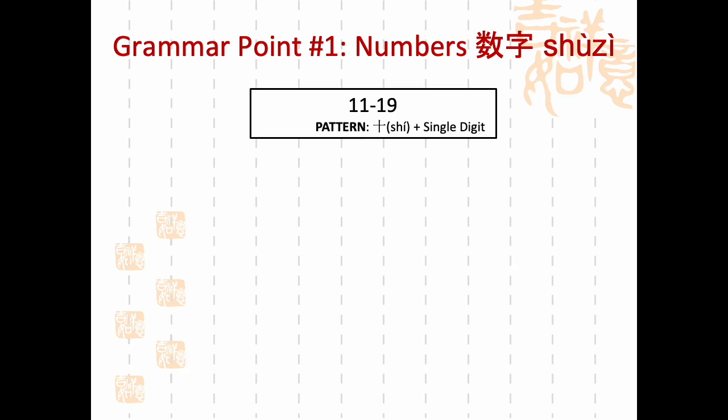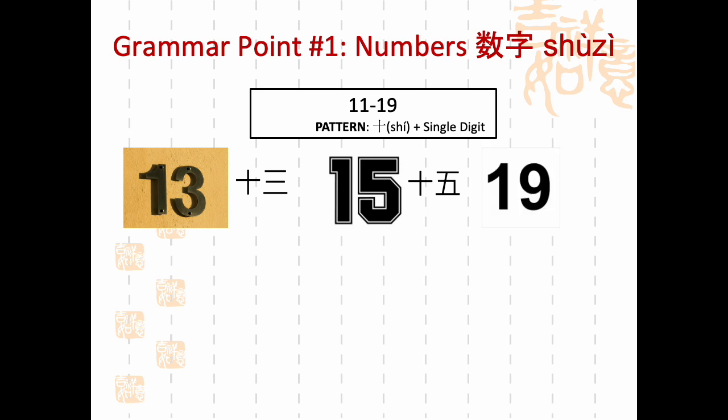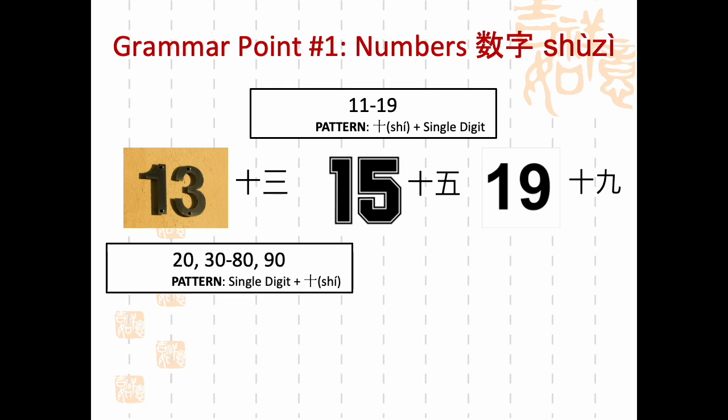Let's continue. If you want to say the numbers 11 to 19, the basic pattern is to put 10 first and then the single digit. Let's practice. For 13, we would say 13. What about 15? 15. 19? 19. And that's how you can count from 11 to 19.